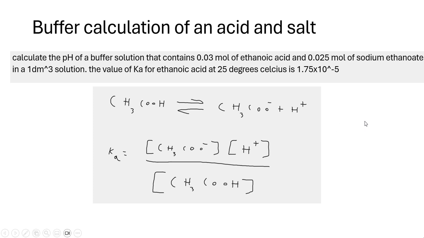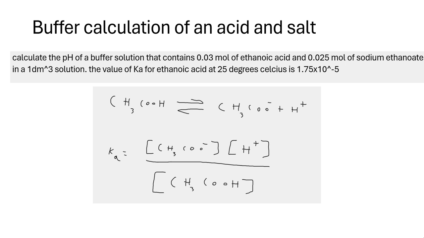Let's look at buffer calculations then. Buffer calculations are probably the hardest part of this topic, I'll be real. The other calculations, the acids and bases, are kind of calm once you see the pattern, once you do a couple of questions. Buffer calculations can get a bit tricky.